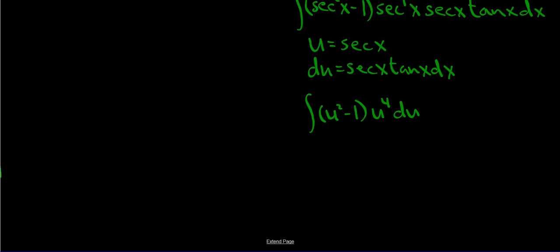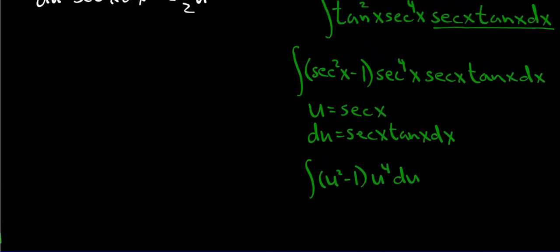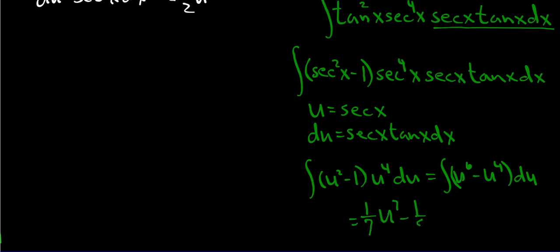And we have tamed that integral down. See? Looks much easier. And of course, we have now a u to the sixth minus u to the fourth. There it is. So it looks like it's going to be 1/7 u to the seventh minus 1/5 u to the fifth plus our constant. That's it right there.